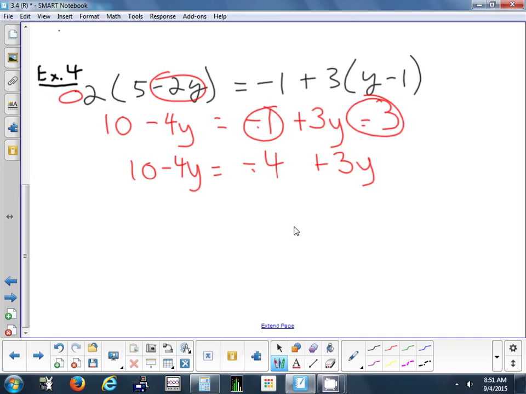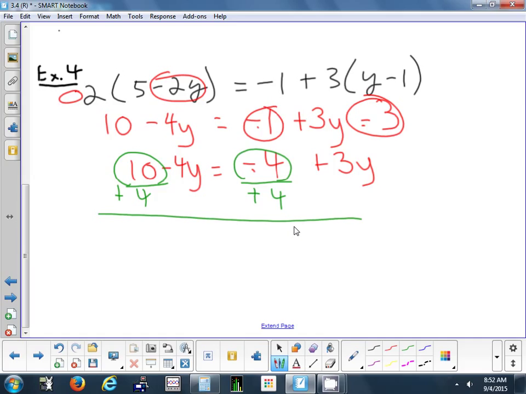What are your two numbers? Are your two constants, Alex? 10 and negative 4. Which one do you want to move? Negative 4. How are you going to do it? Plus 4. Add 4 there. And what else are you going to add 4, Alex? This is not division. Sorry, I'm going to add 4 here right to 10. What do you get? 14. Everything else just comes down. Minus 4y equals 3y. All right?